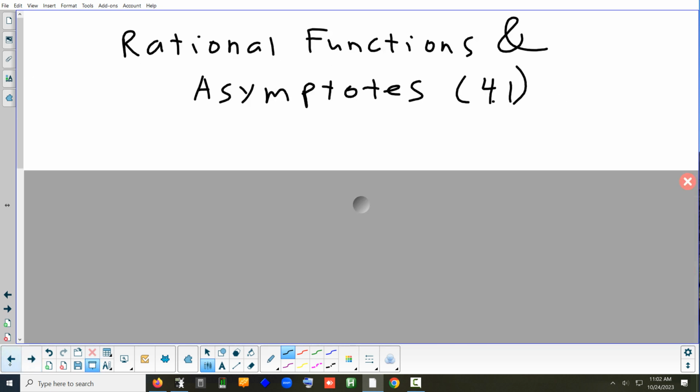And then we'll talk a little bit about solving rational equations, but that's not until section, I think it's 4.3, that we get to that. So that won't be till next week. So this week, mostly graphing.